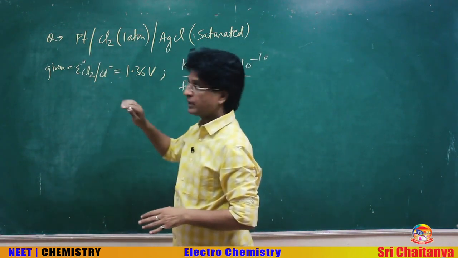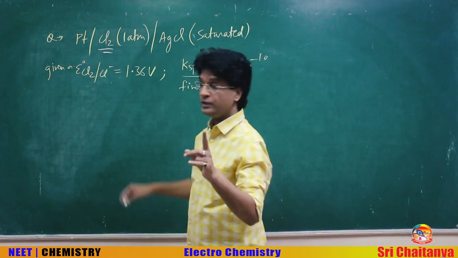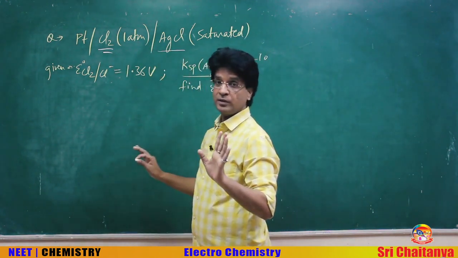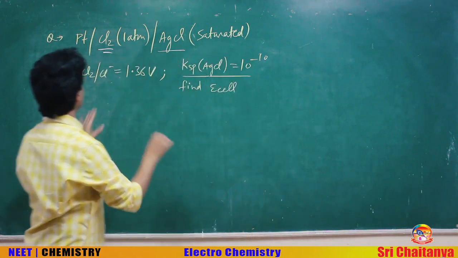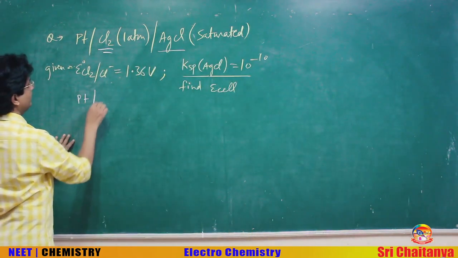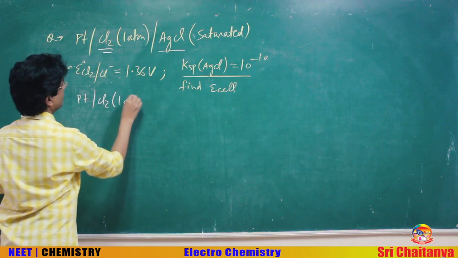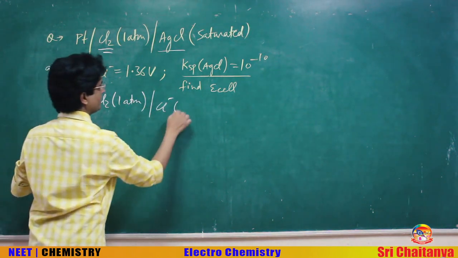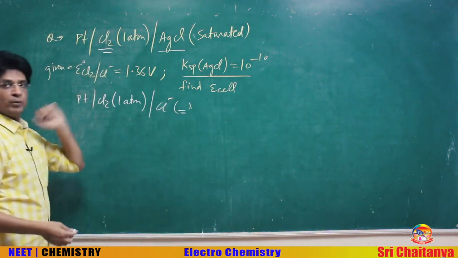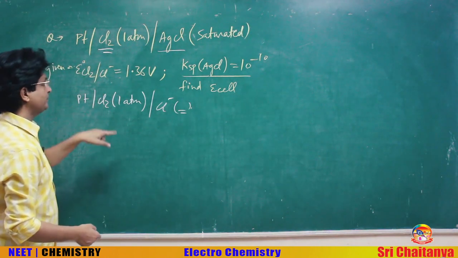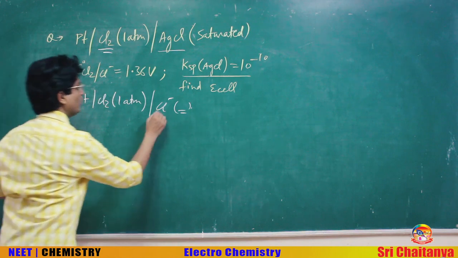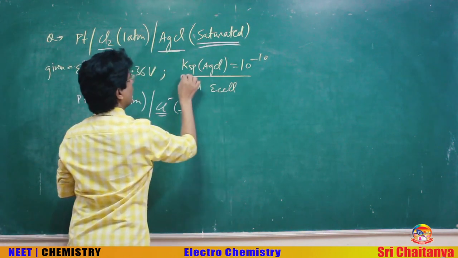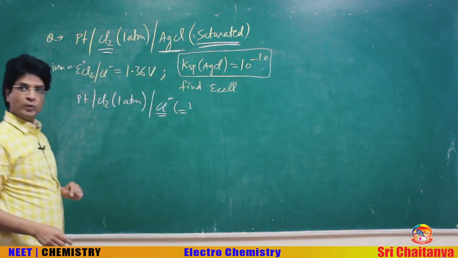Platinum is given, a gas is given. Whenever you see the gas, the remaining part should be the source of the ion of the gas. So this cell actually should be platinum, Cl2 1 atm and nothing but Cl- ions, whatever their concentration may be. Okay, we got to calculate that. Now see, let me calculate the concentration of Cl- ions. They have given me AgCl, which is saturated, and they have also given me the Ksp values.